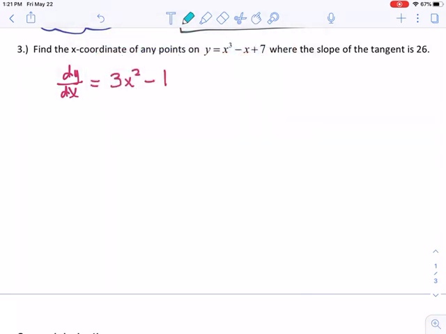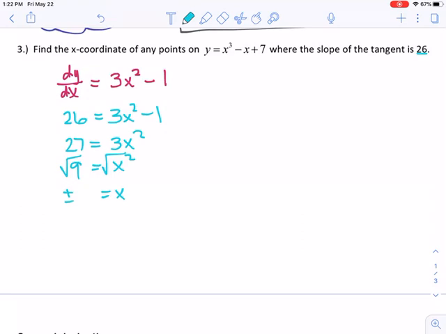And we want to know for what x is the slope of my tangent 26. So if I plug a 26 in for my derivative and solve for my x, I'm going to end up with an x of plus or minus 3.